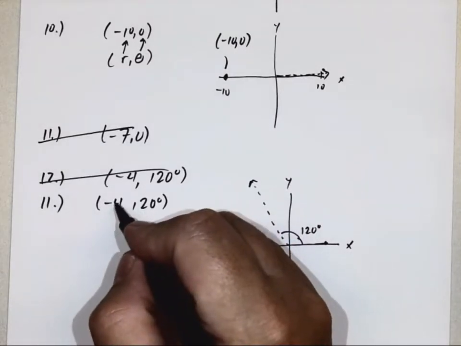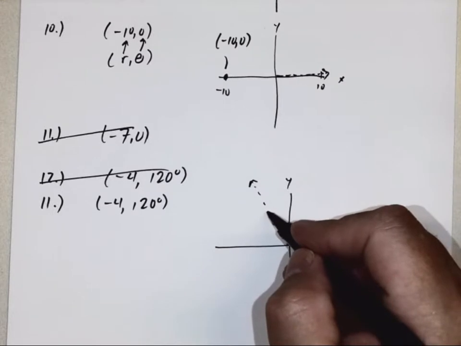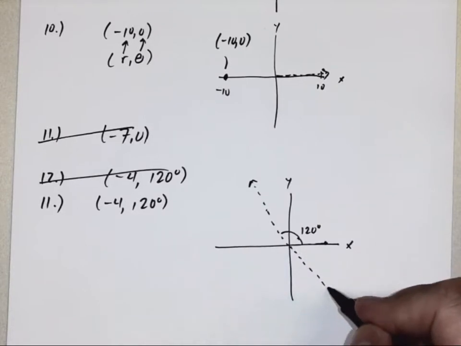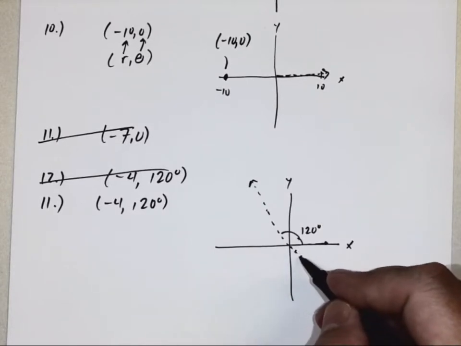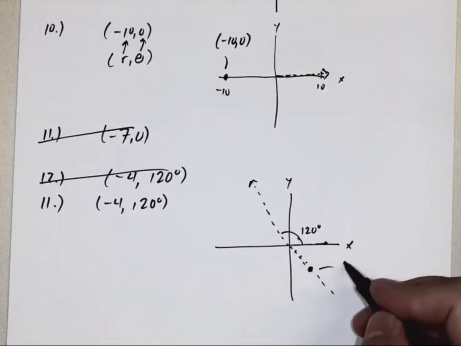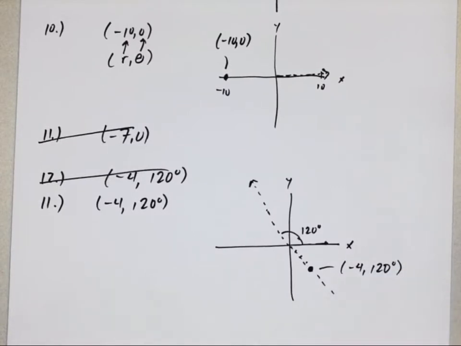But what is my distance? Negative 4. Now positive 4 would be like maybe right here. But negative 4 tells me to go in the opposite direction. So in a sense, I think it'd be something like that. And if you actually look on the ones, you'll see it.